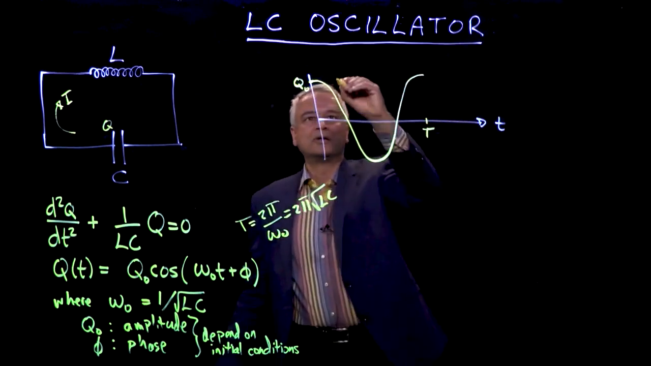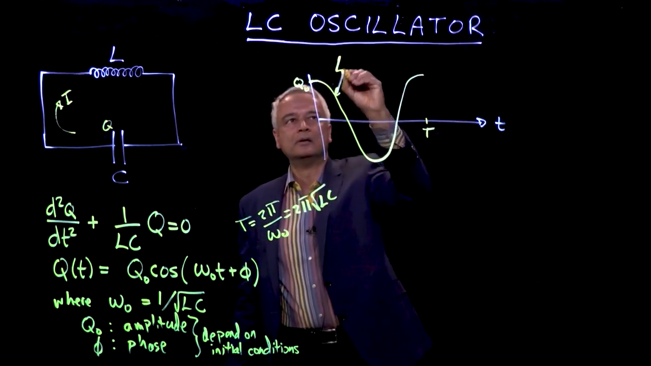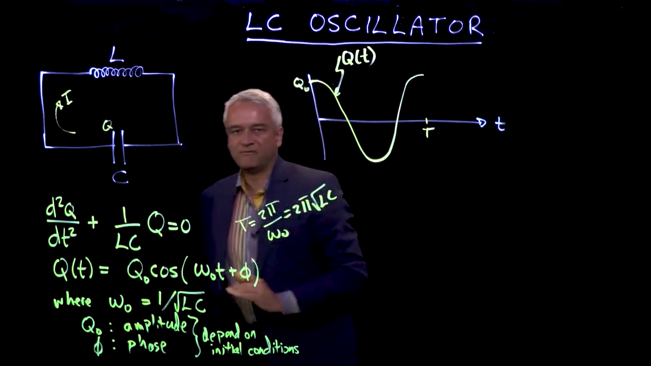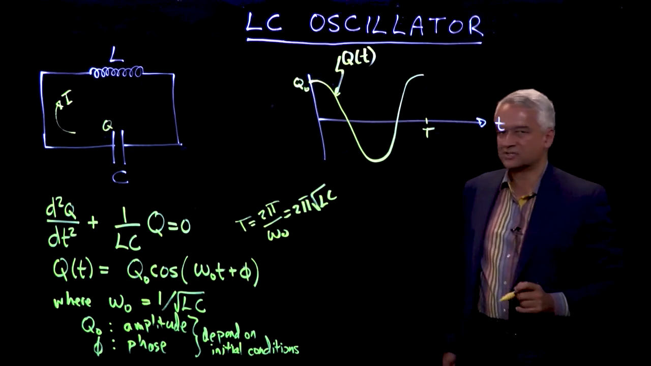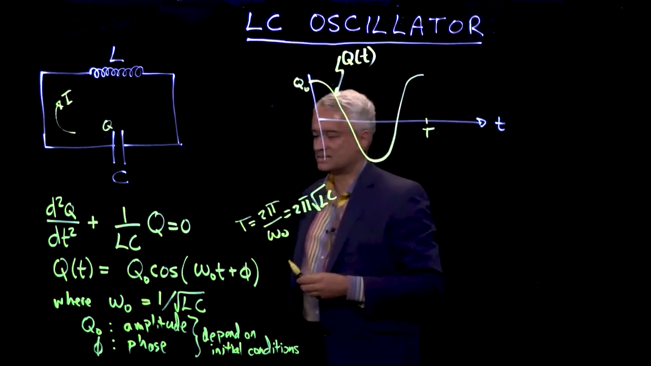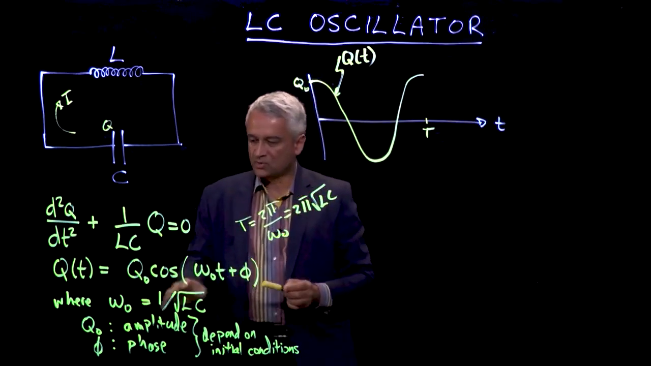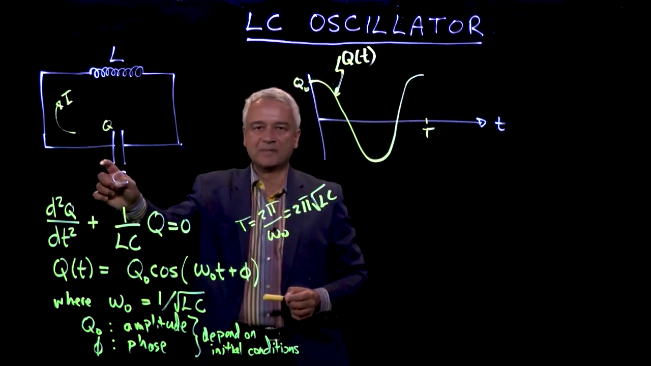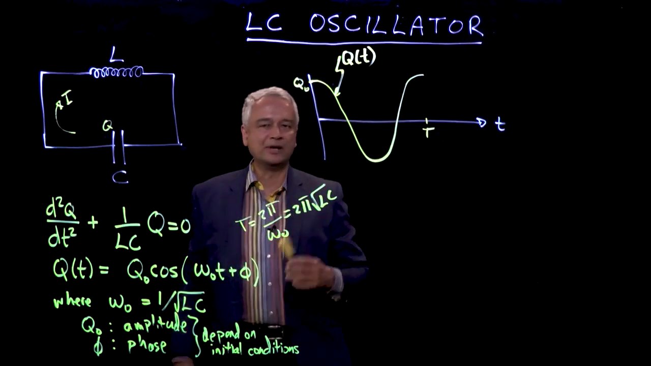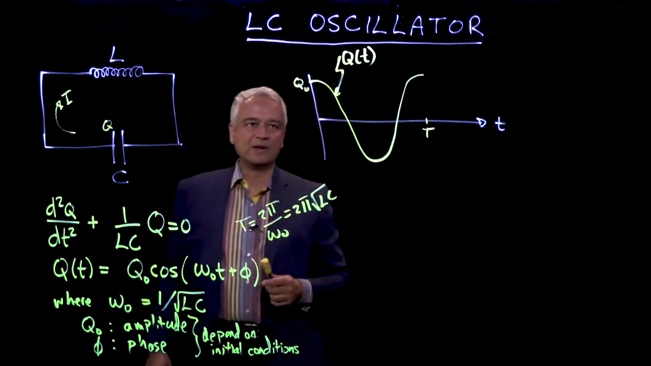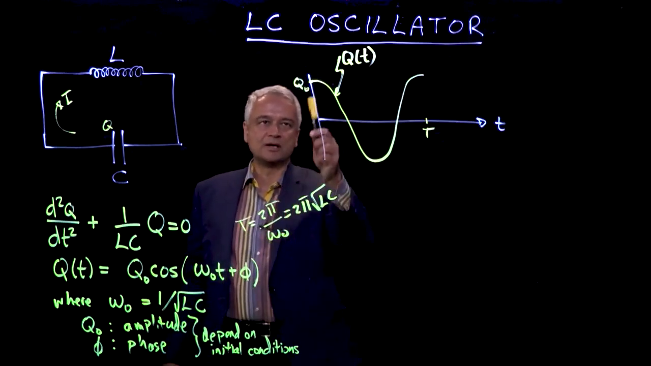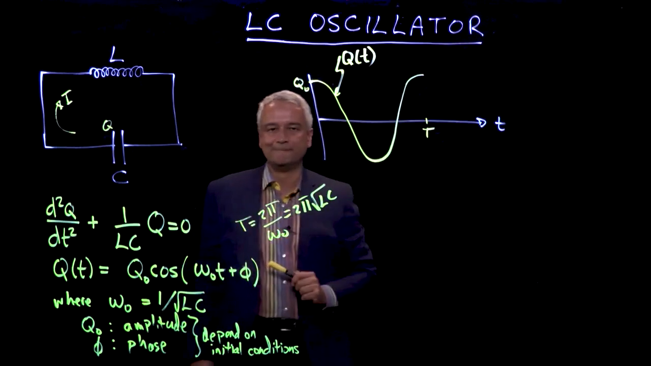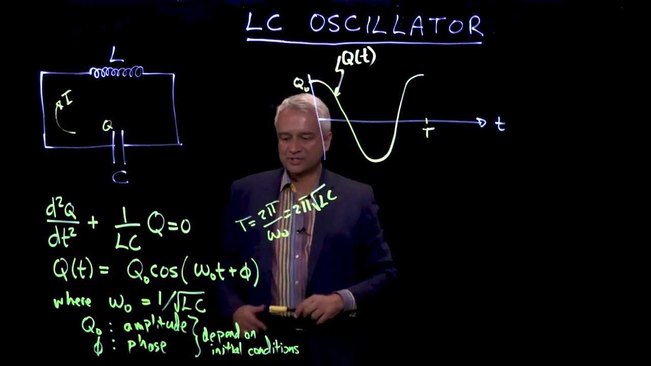This is how Q of t changes with time. And for the particular solution that we described several videos ago, Q naught was determined by how strong our battery was with which we loaded the capacitor with charge initially. And we arranged things so that our story started with Q at its maximum value, Q naught, which means we chose phi to be zero. So this is the solution that we've been describing.